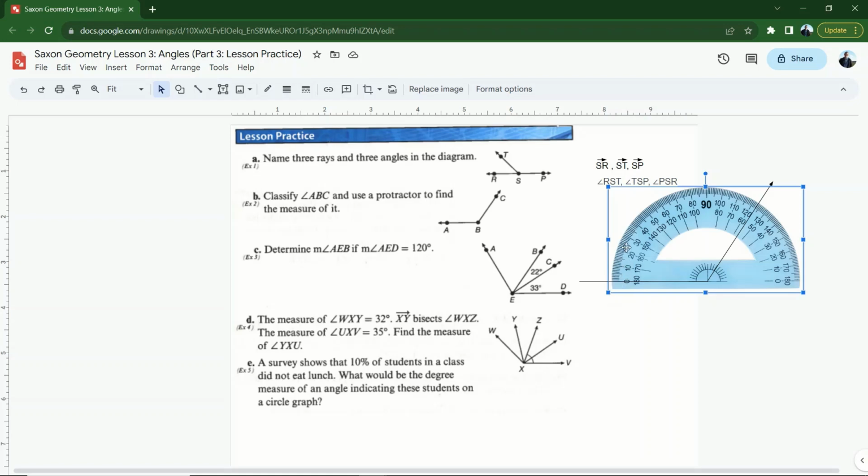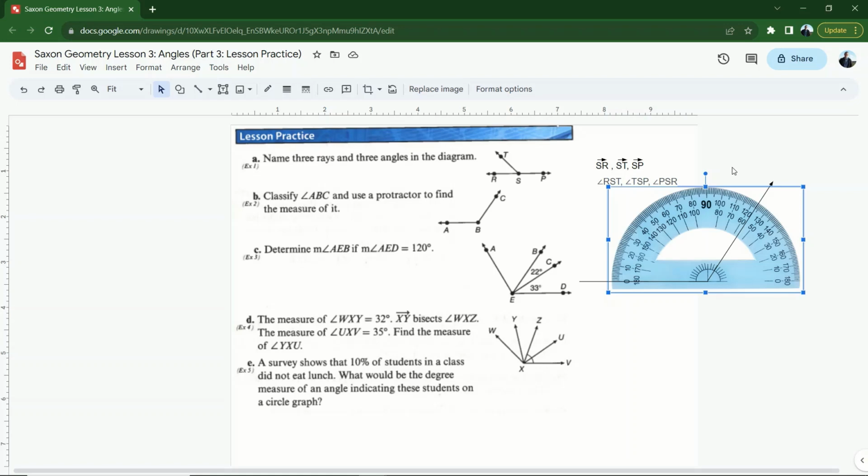It goes all the way around, and it looks like this angle has a measure of 123 degrees. I would estimate that as about 123 degrees as the angle measure.